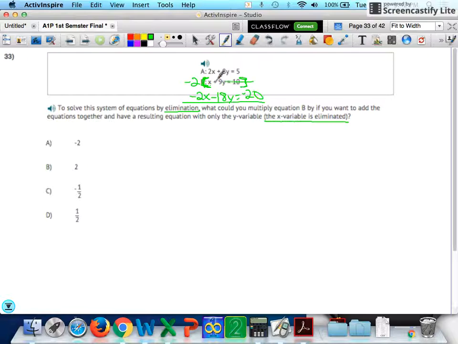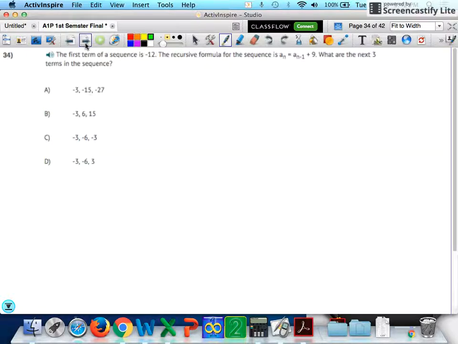And I'm only doing that so that I can check and see when I multiply by negative 2, my 2x and my negative 2x did cancel. That is how I would eliminate my x's. Therefore, that is how I would start the elimination process. And our answer is A.